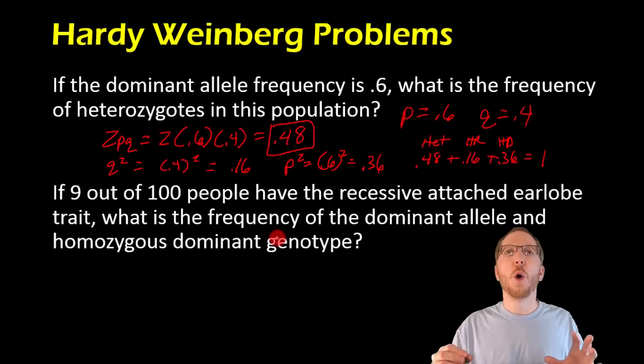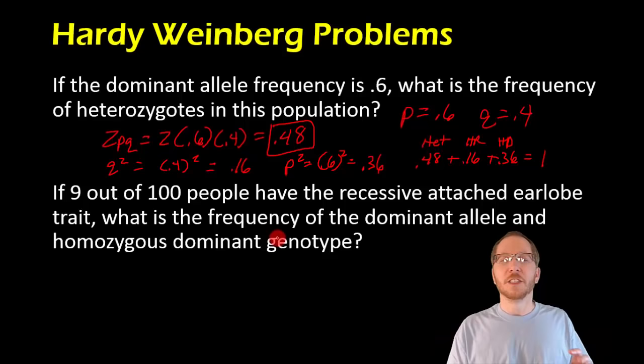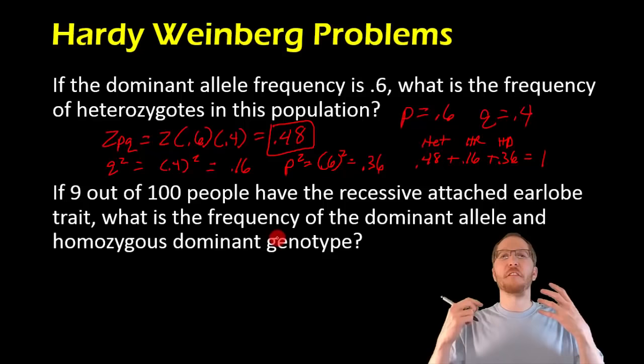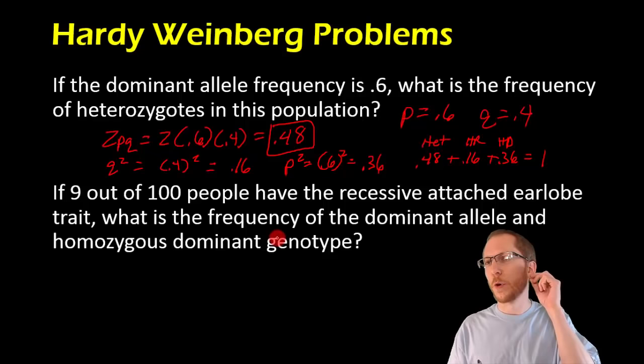Now, the other thing I can do that's more common in reality is you have somebody sit out there and count an organism to try to figure out how many of the organisms are phenotypically recessive, look recessive. So in this case, we're looking at earlobes, where detached earlobes, free earlobes, are ultimately going to be the ones that are dominant.